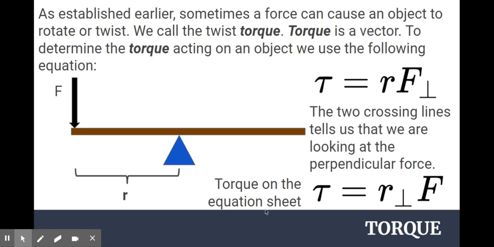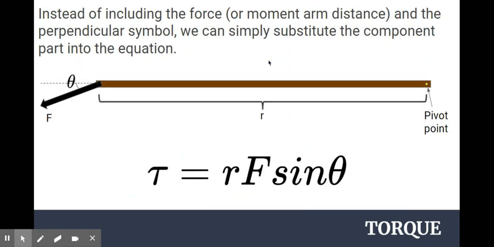Okay, this little symbol right here is the Greek letter tau. Make sure it doesn't look like a T, otherwise AP graders might think that you are saying that time equals this, and that's not correct. It's torque equals that. So instead of including the perpendicular force or the perpendicular moment arm distance, we can just substitute all of that in, and you get torque equals the lever arm distance multiplied by the force multiplied by the sine of the angle between the lever arm distance and the force.